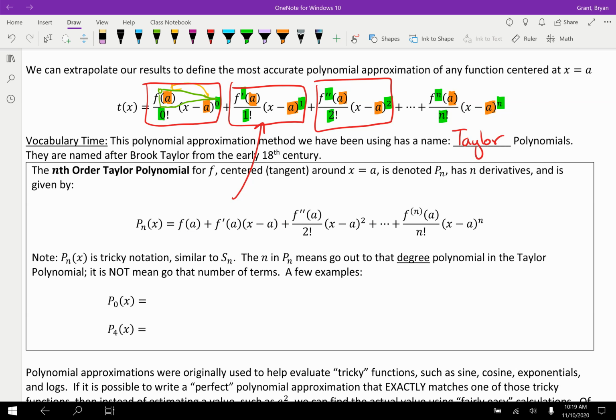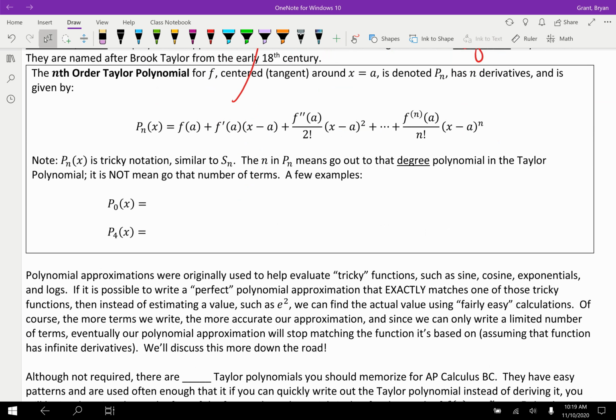You should notice that this p sub n of x is kind of tricky notation because of that n. It's very similar to s sub n, where n was our partial sum number, and in the partial sums, this n just matched the top of our series number, right?